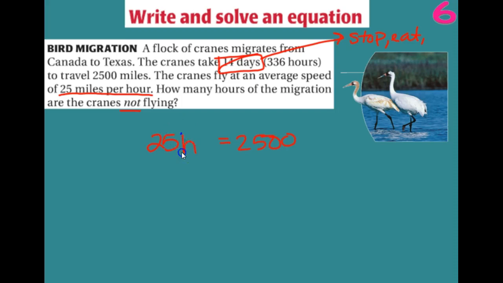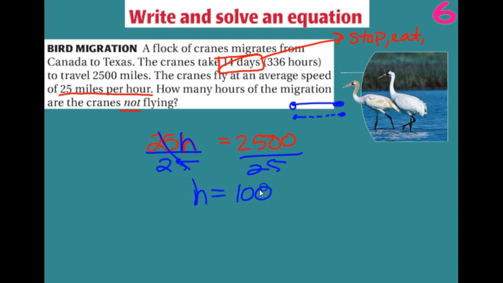So we're trying to figure out how many hours it would take if they're straight flying from one spot to the next. We know it'll take 14 days if they stop and stop and stop. But we want to know just straight flying how much it would take. So let's divide by 25. H would equal 100. So it would take them 100 hours to fly straight there.